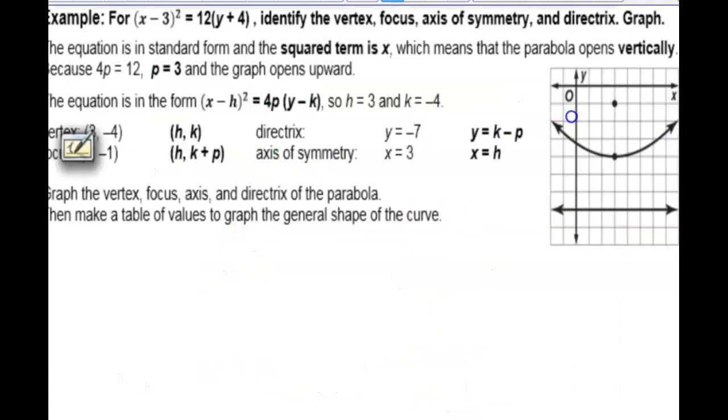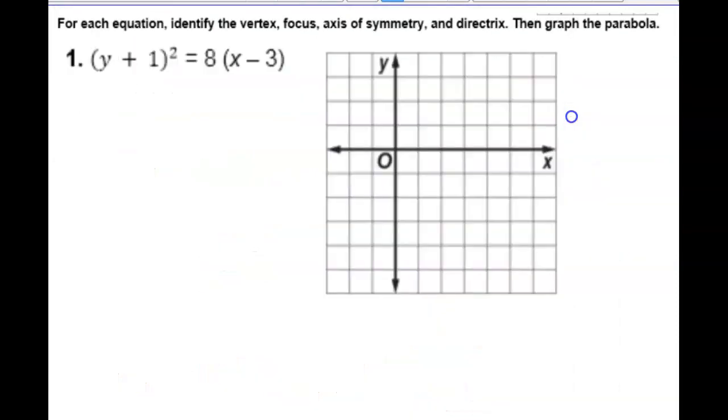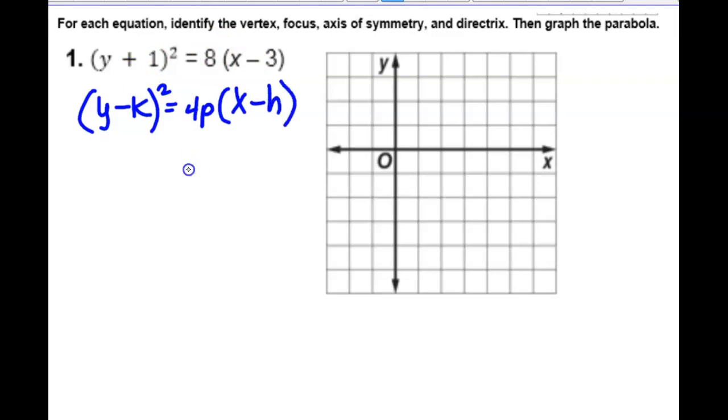All right. You have this problem? Okay. So I'm going to write right underneath it. Be careful. It's y minus k. Remember we had this issue with ellipses that we can get the h and k backwards. And then 4p times x minus h. I just copied that off the reference sheet. Everybody see that?